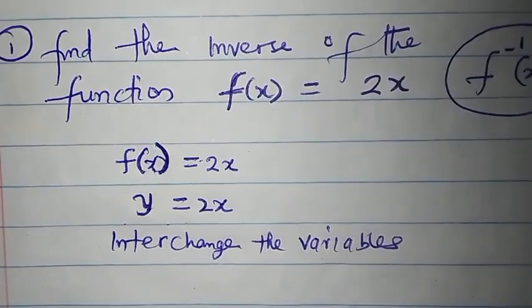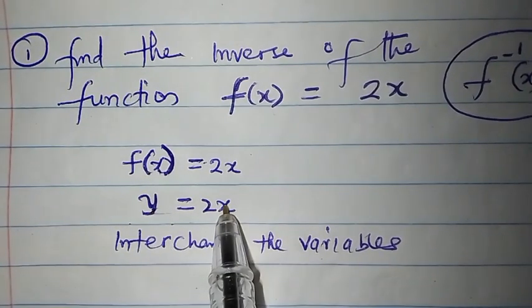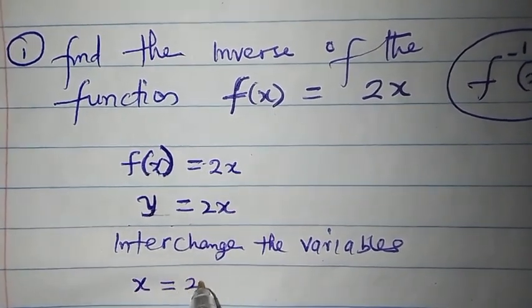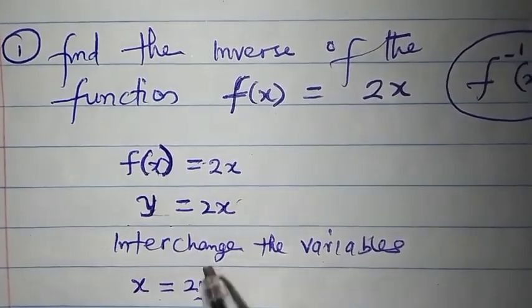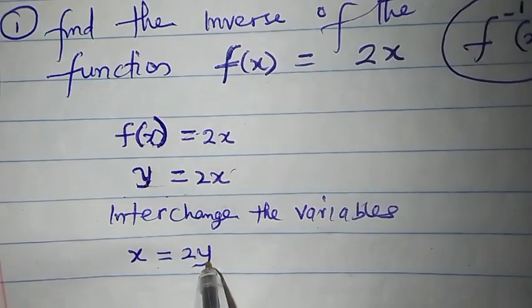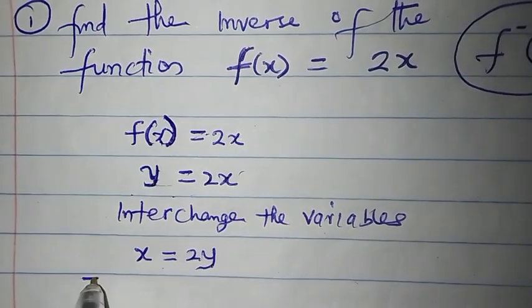What does this mean? In place of y, I'll put x. In place of x, I'll put y. So it will now be x is equal to 2y. I just interchange the variables. And now I will make y the subject of the formula after interchanging the variables.